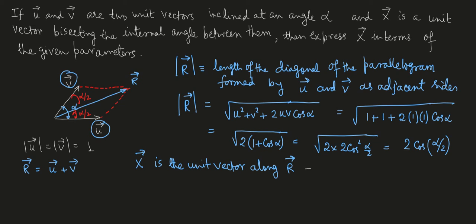Then what is the unit vector along a particular resultant? Unit vector is equal to the vector r divided by the magnitude of r. Now what is vector r? Vector r is u plus v. And what is the magnitude of r? The magnitude of r is nothing but 2 times cos of alpha by 2. So I hope that you understood how we represent this x. x is the unit vector along the direction of r, which is u plus v divided by 2 cos alpha by 2. That is the solution.